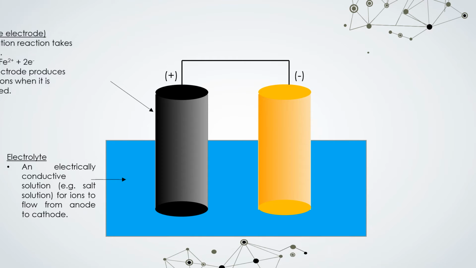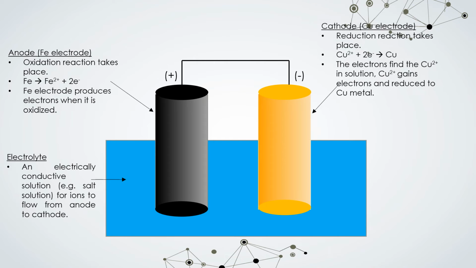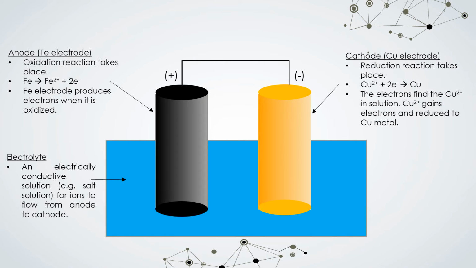At the anode, iron acts as the electrode. An oxidation reaction takes place, and it produces electrons when it is oxidized. At the cathode, copper acts as the electrode. The electrons from the iron electrode find the copper ions in solution. These copper ions gain electrons and reduce to copper metal. Reduction occurs at this stage.